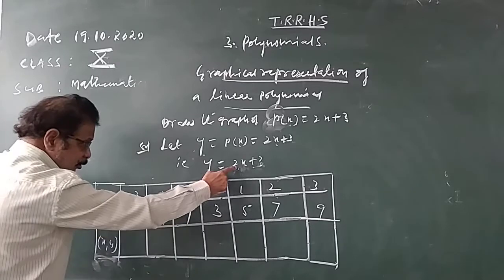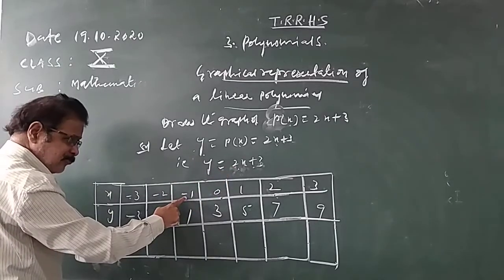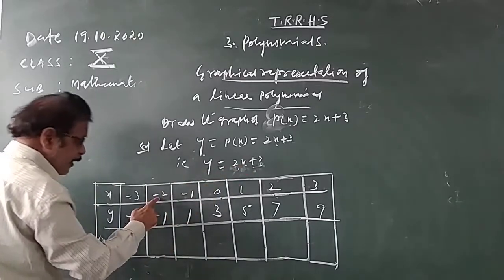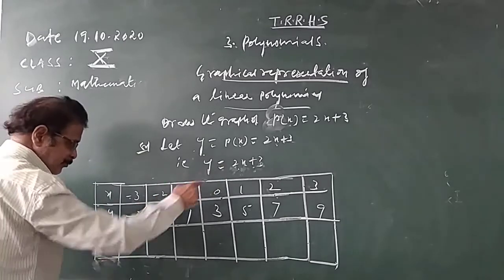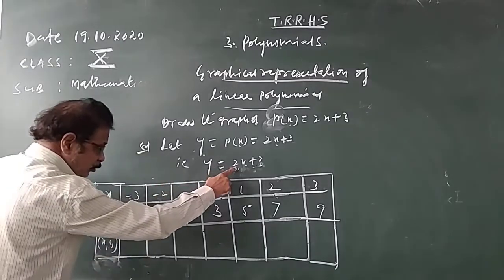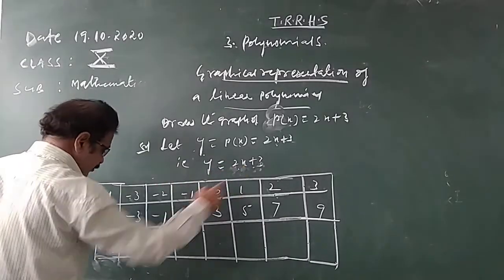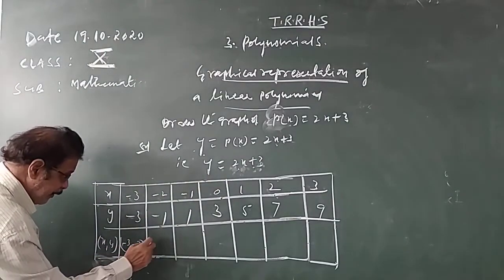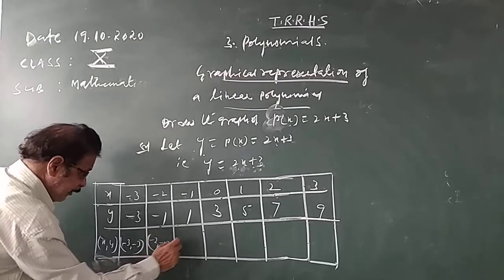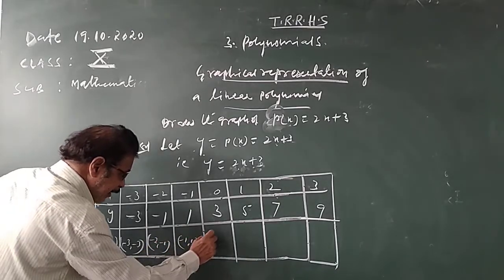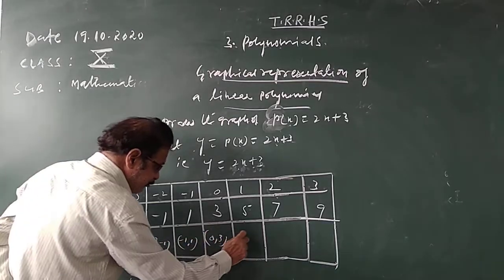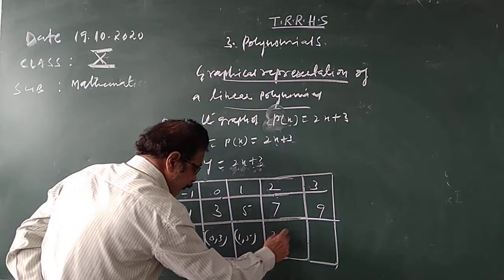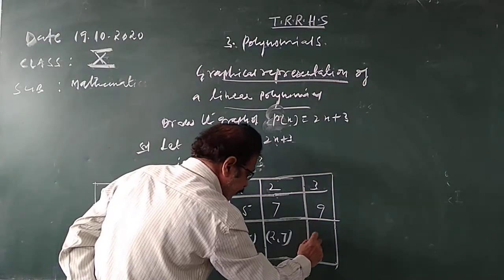Y is equal to 2x plus 3. For x equal to minus 1, y is 2 into minus 1 plus 3, which is 1. For x equal to minus 2, y is 2 into minus 2 plus 3, which is minus 4 plus 3, minus 1. For x equal to minus 3, y is 2 into minus 3 plus 3, which is minus 6 plus 3, minus 3. So x minus 3, y minus 3. X minus 2, y minus 1. X minus 1, y 1. X 0, y 3. X 1, y 5. X 2, y 7. X 3, y 9.